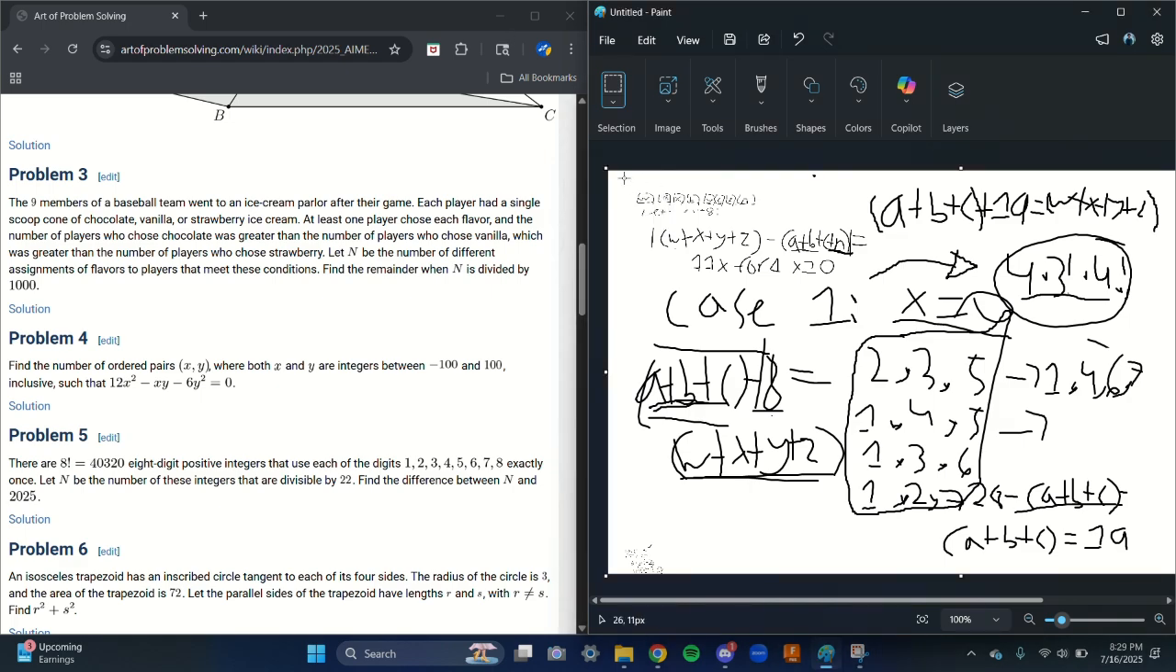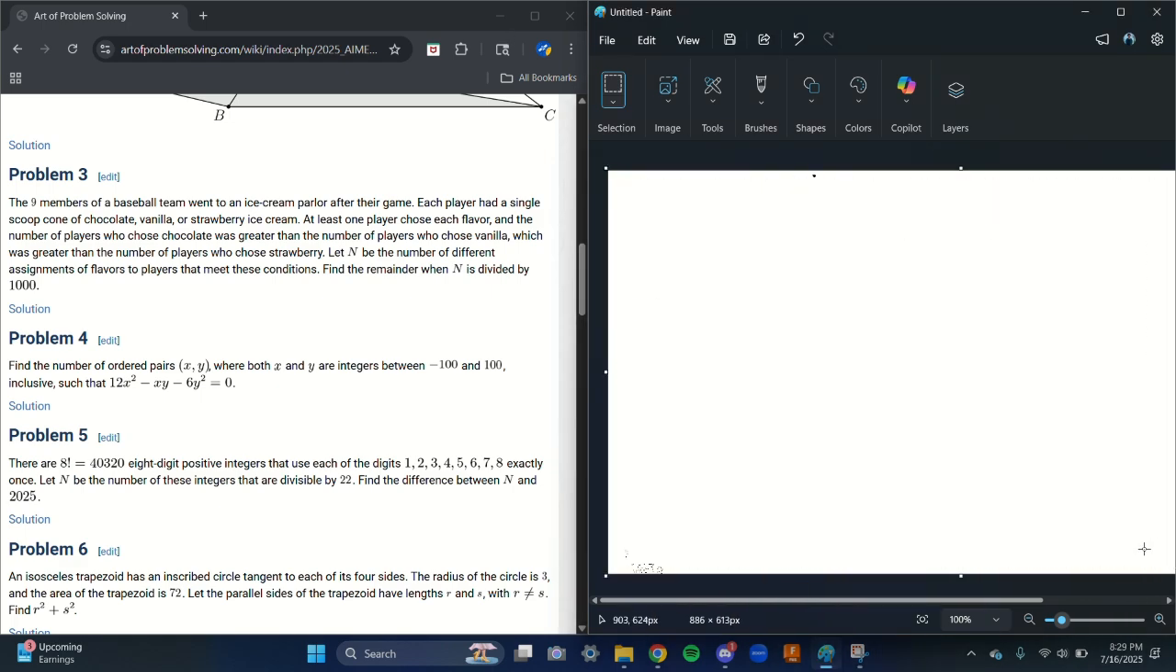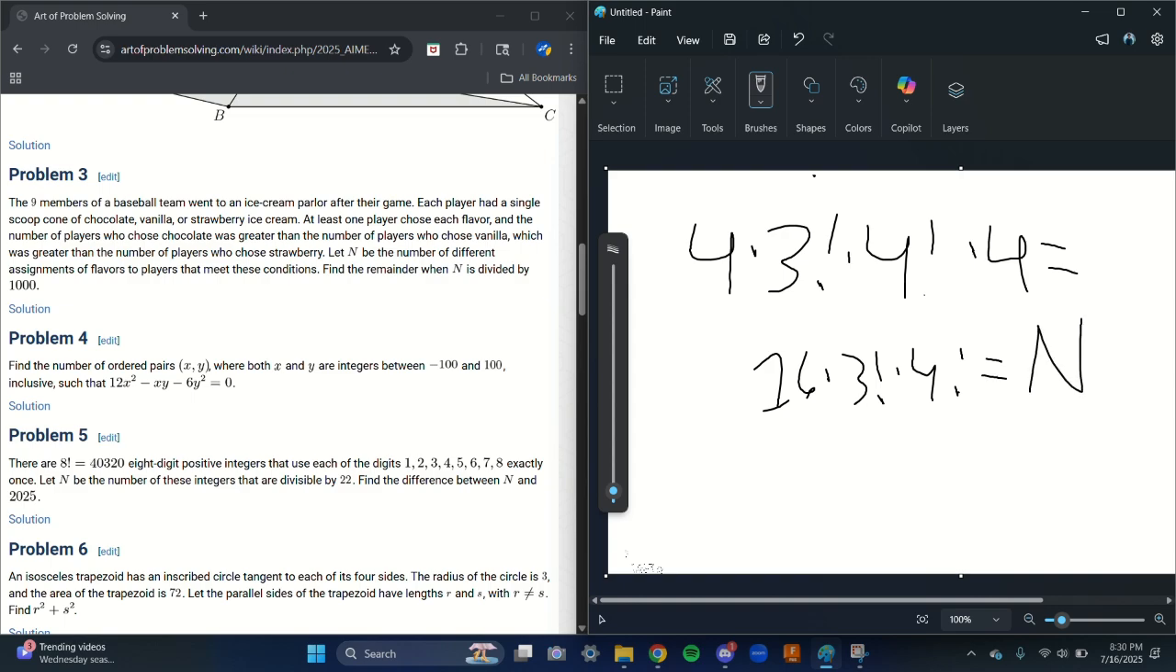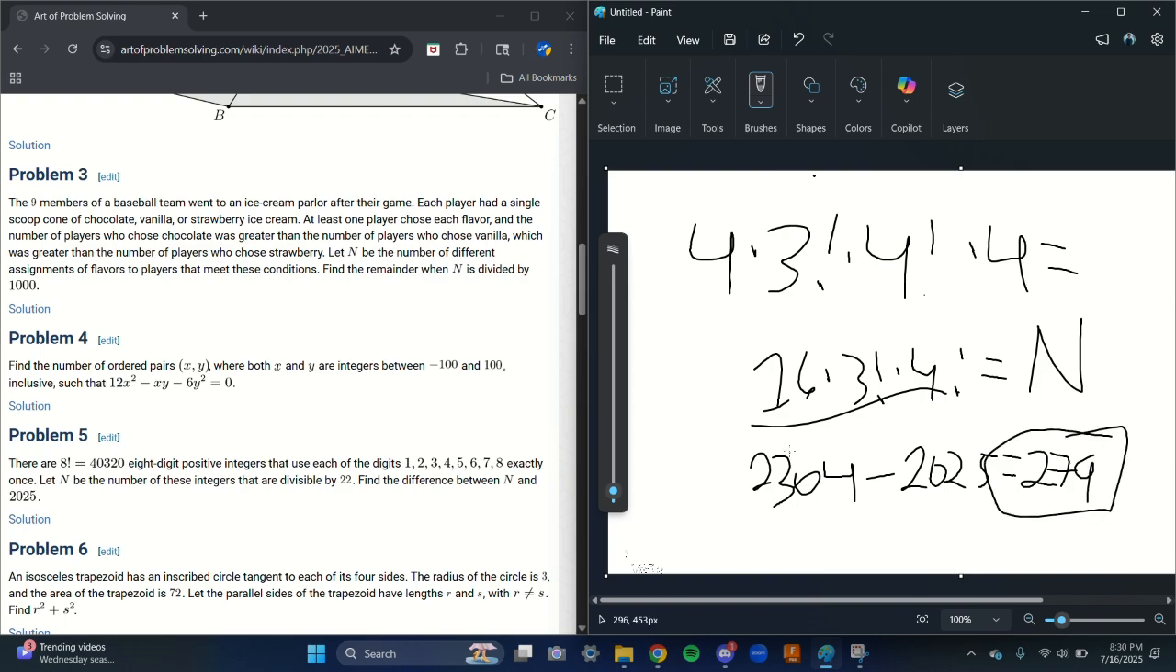Okay, so with that piece of information, this becomes actually really simple. So we had 4 times 3 factorial times 4 factorial ways for n equals 8. But n can be one of 4 different values. Remember, n can be 8, 6, 4, or 2. So we multiply this by 4 again to get 16 times 3 factorial times 4 factorial equals n. This is n. And so the answer is just this minus 2025. And this is equal to 2304. And so 2304 minus 2025 is equal to 279. So 279 is our final answer for problem number 5.